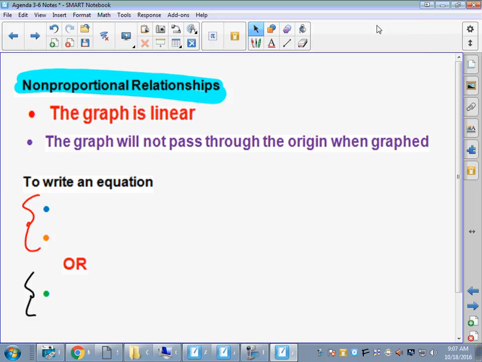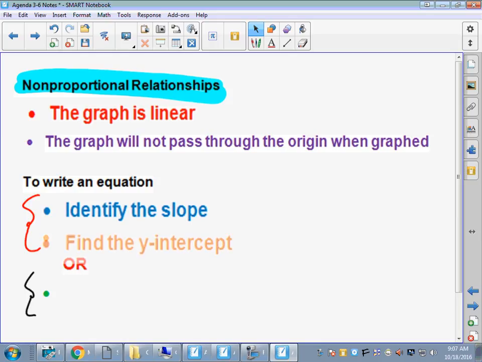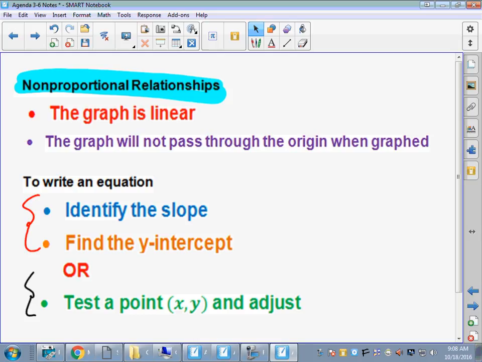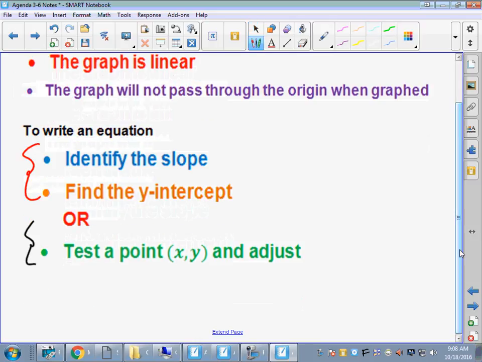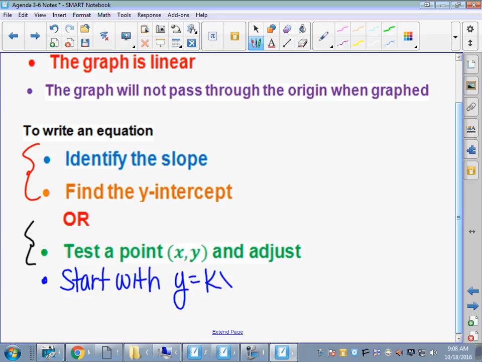I'm going to show the second option because that's where I think most people are going to be at. But if you are good with identifying the slope, m, and the y-intercept, b, feel free to do that. If you're not so sure about that, our other option is to test a point, an x, y ordered pair, and adjust. So I'm going to do it that second way just so that you can see what we're doing. We're going to always start with y equals kx.